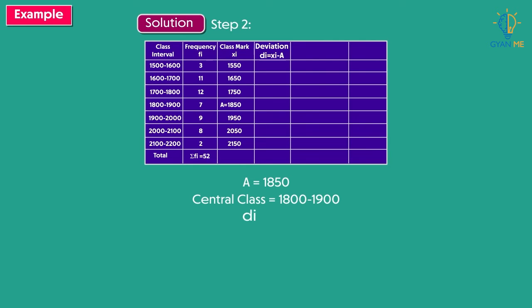which can be done using the formula a minus xi. So for our first class, the deviation di is 1850, which is our assumed mean, minus 1550, which is our xi. It gives us 300. Similarly, for the second class, di is 200, and so on. We can find di's for all other classes and list them down in the fourth column as shown on the screen.